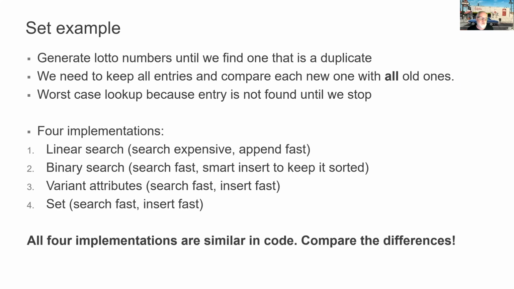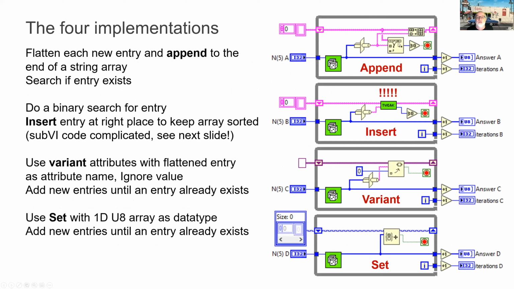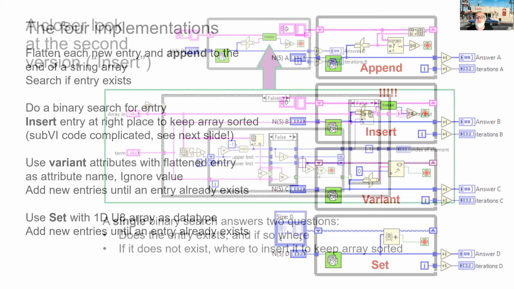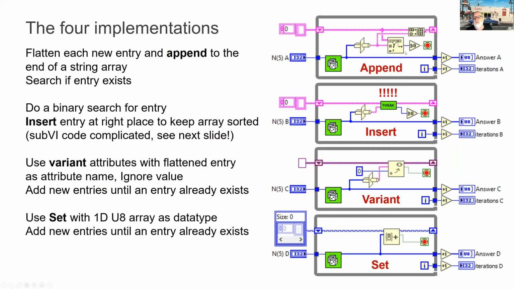So I made four codes: linear search, binary search, variant, and set, right? And this is just a loop that stops once an entry is found a second time. This generates n Lotto numbers, right? With the string array. Now we have to flatten that array to a string, add it to the end of a string array, and then always search the entire array to see if it already exists, and when it exists, it stops.